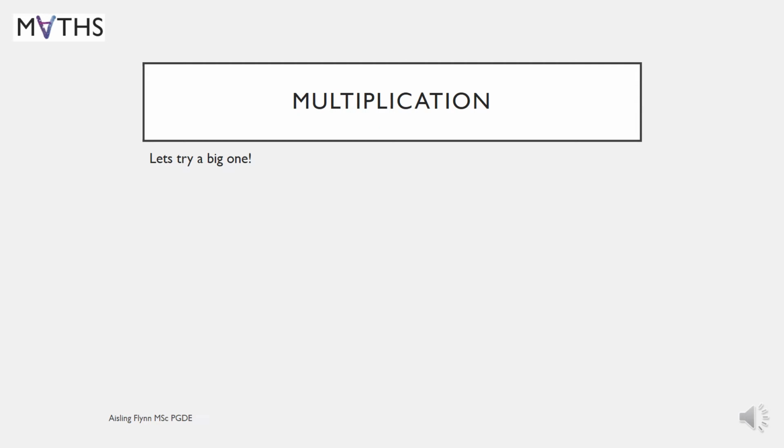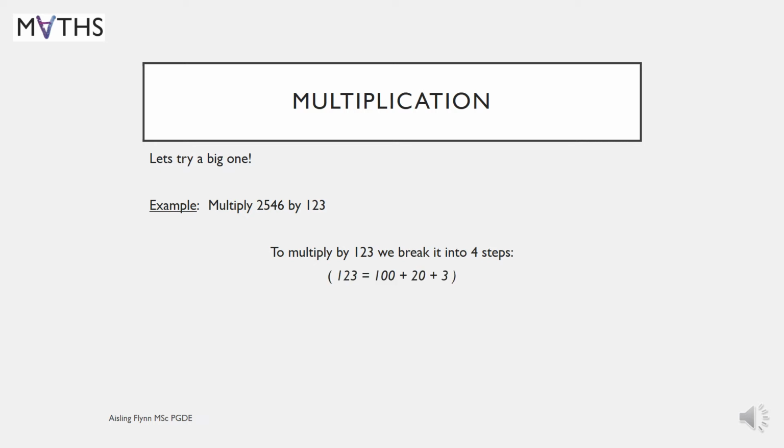Now, let's try a big one. Multiply 2046 by 123. That's a 3-digit number. So to do this, we will break it into 4 steps, because 123 equals 100 plus 20, or 2 tens, plus 3. First multiply by 3, then we'll multiply by 20, which is essentially 2 tens, and then we'll multiply by 100. Finally, we will add the 3 results together to get the final answer.